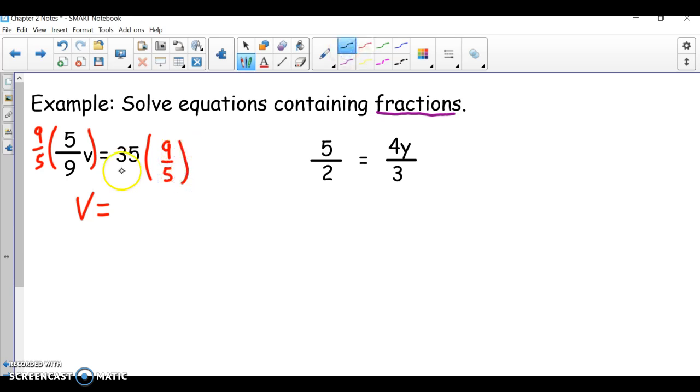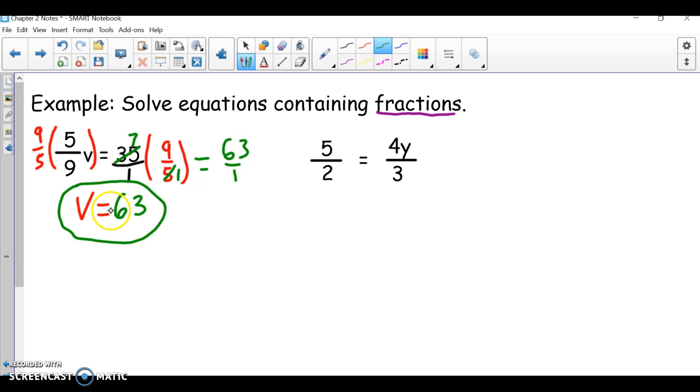So what I like to do is take my 35 and think of it as 35 over 1. And now you've got a couple options. You could do 35 times 9 and then divide by 5. Or you could take that canceling shortcut and say, I know that 5 goes into 5 one time, 5 goes into 35 7 times. And then you get 7 times 9 is 63. 1 times 1 is 1. Well, 63 over 1 can just be written as the whole number, 63. So I get v is equal to 63.